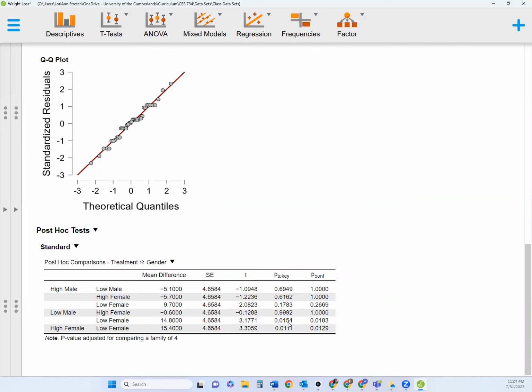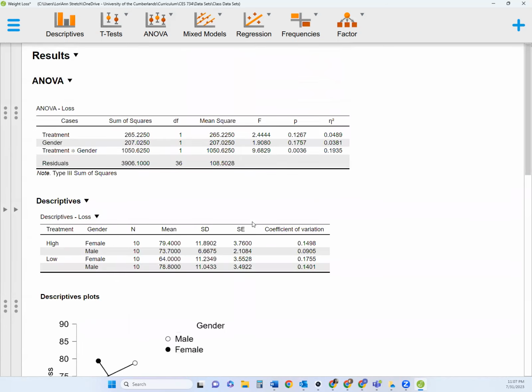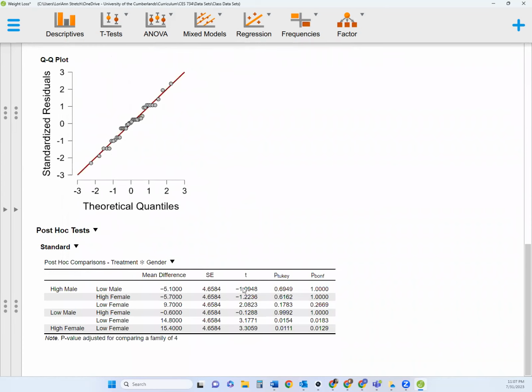Low impact male to low impact female, it is significant. This is less than 0.05. So I would interpret this one and this one as being significant differences. So now I not only know what the difference is, right, like there is a difference, and then down here, it tells me where that difference is. Okay, so now let's take a look at it in the notes.